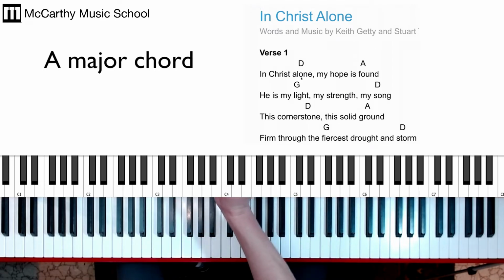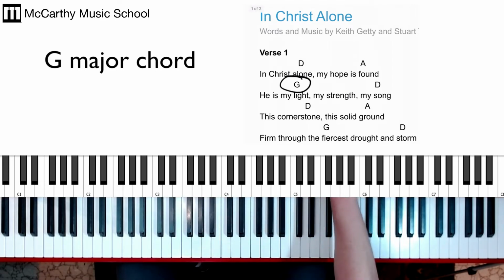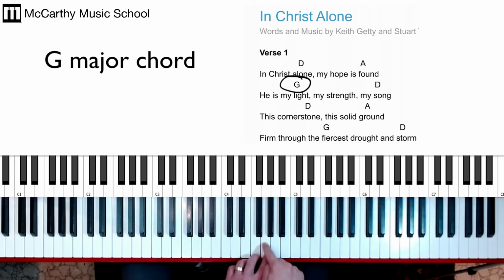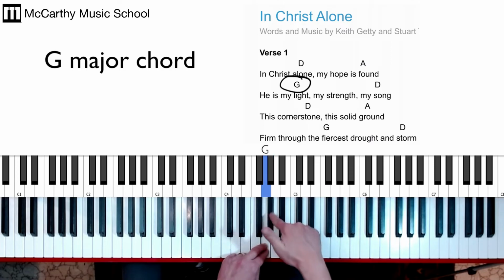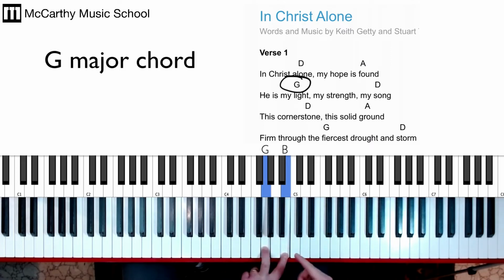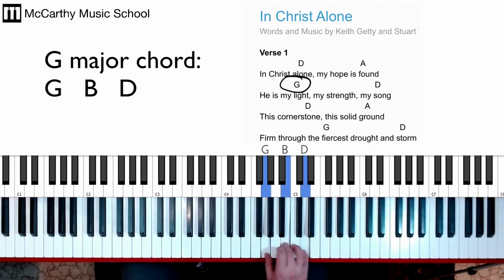All right, the third chord here is a G major chord. Let's find that one using the same system. Here we go. Here's a G note. We're going to count up 4 half steps. 1, 2, 3, 4. And then we're going to keep counting to 7. 5, 6, 7. So we have G, B, and D.